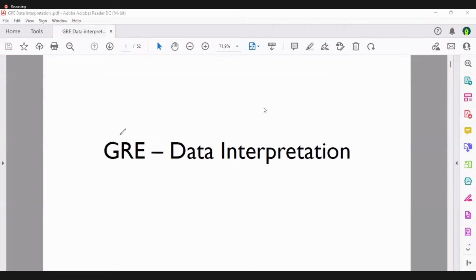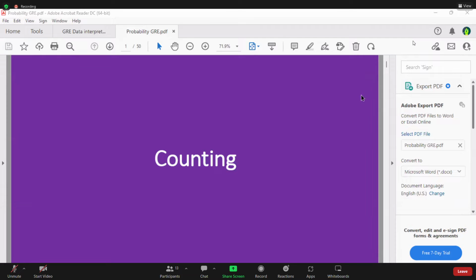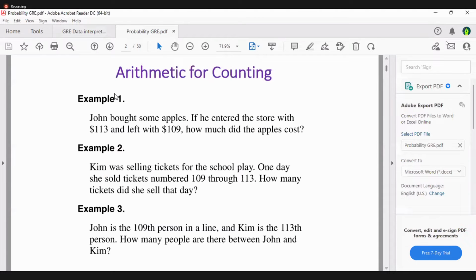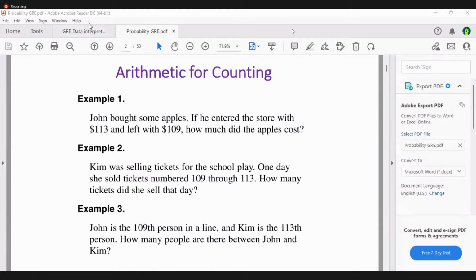So today we'll be discussing data interpretation, which is the last topic for us. I think there were some questions left to discuss from yesterday. Yes, sir. So we'll discuss those questions first, and then we'll go forward with other questions.